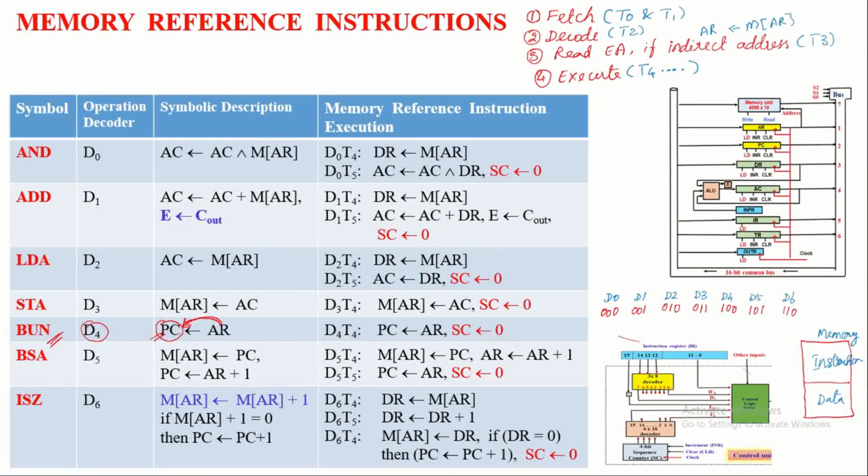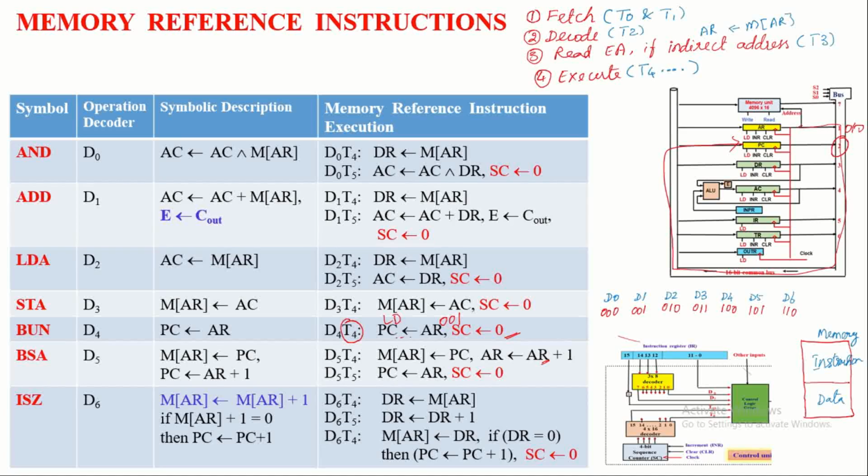Since there is a direct connection from the address register to the program counter register, this operation can be achieved in one single clock cycle when the T4 timing signal is active. In order to achieve this, the selection signal values need to be 001 and the load signal of the program counter must be enabled. And at the end of the instruction execution, the sequence counter value also needs to be cleared.